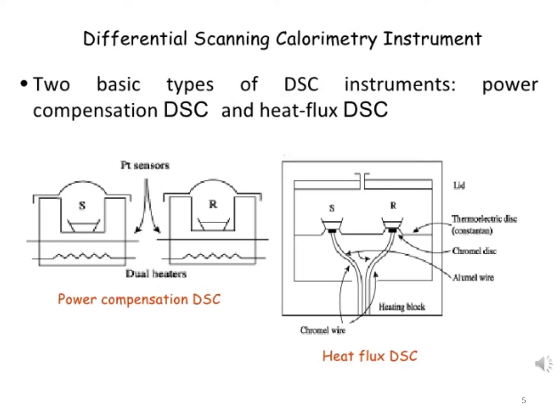So now we will discuss differential scanning calorimetry instrumentation, and the instrument is known as the differential scanning calorimetry analyzer or DSC analyzer. Two basic types of DSC instruments are used. One type is power compensation DSC, and the other is heat flux DSC. Next we will discuss the details of both and the differences between the two types.